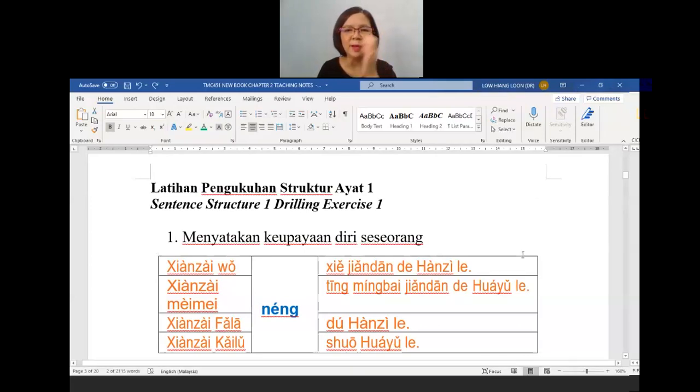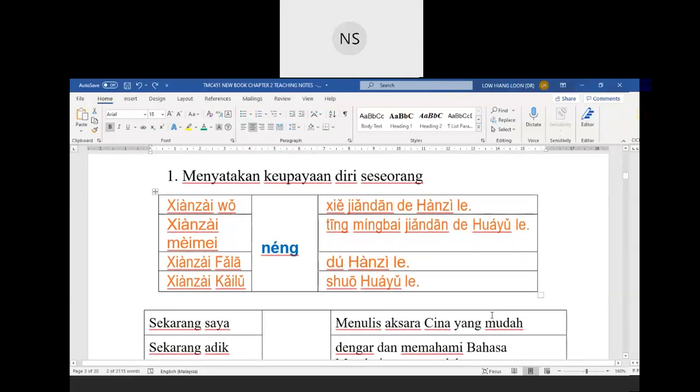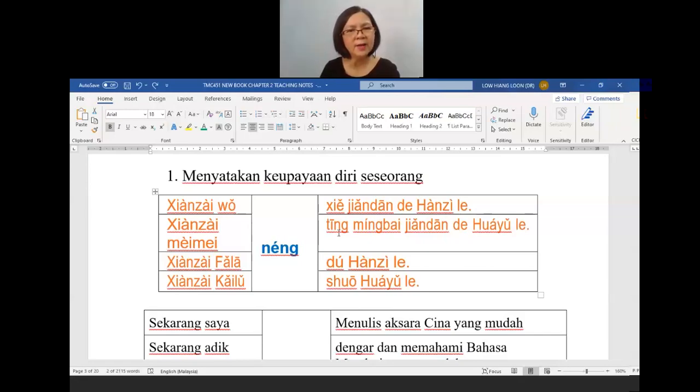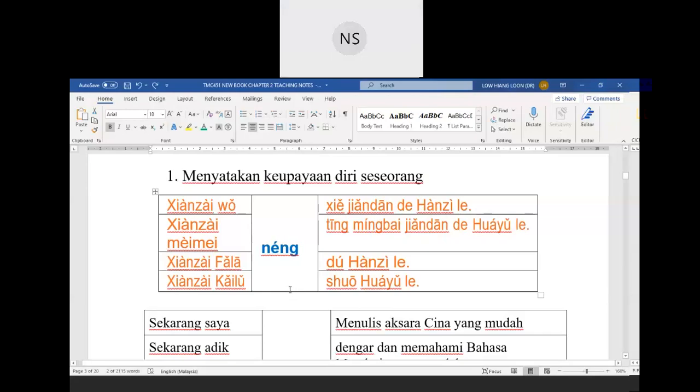Okay, 老师 will get somebody to read and explain. You try, 老师 will help you. Nurul Umi Salsabila. How to tell people you can do this, you can do that? Okay, ready? First one. 现在我能写简单的汉字了, Hanzi le. Okay, le, to stop. Do you understand? Okay, what does it mean? Sekarang. Sekarang saya menulis. Berupaya menulis aksara Cina yang mudah.